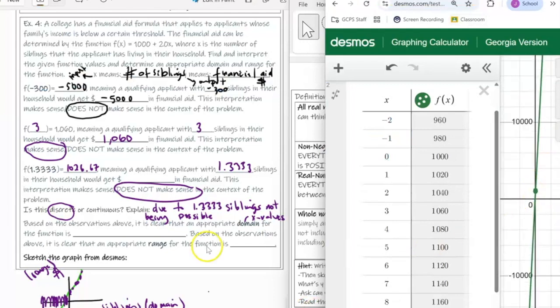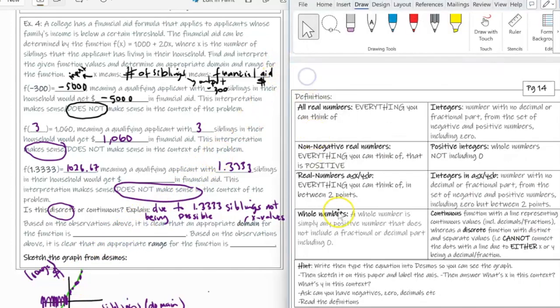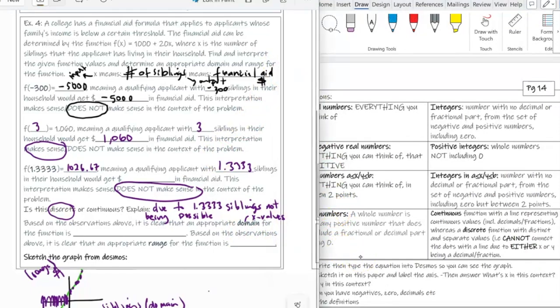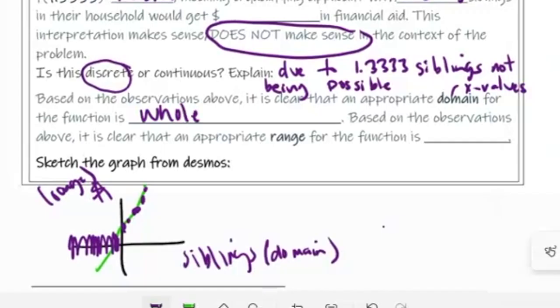And it does. Because my graph is going up, there's an unlimited number of siblings that I can have. Basically, I could be Nick Cannon. Okay, that's really what it's saying. All right, so whole numbers would be my appropriate domain. And again, hashtag for me always means numbers.